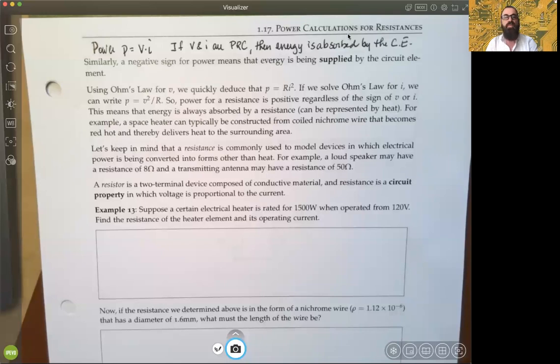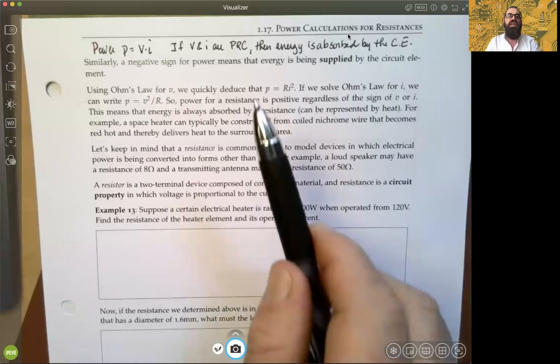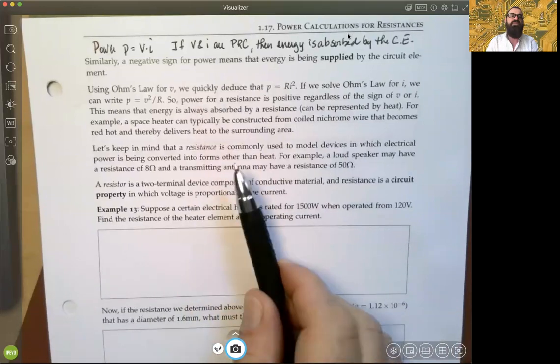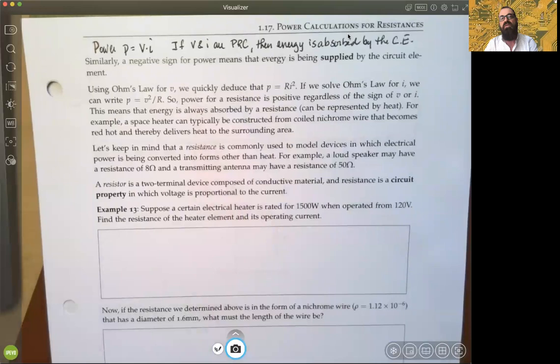But just as a review, remember power is simply the product of your voltage and your current. And if the voltage and the current are in passive reference configuration, PRC, then the energy is being absorbed by the circuit element. Similarly, if you have a negative sign for power, in other words, negative watts, then your energy is being supplied by the circuit element to other parts of the circuit.